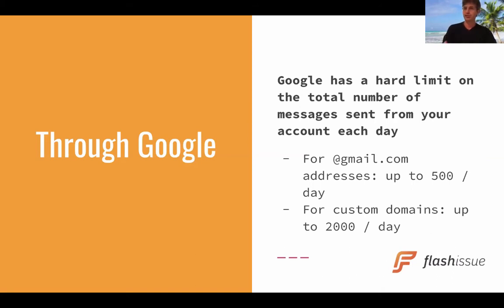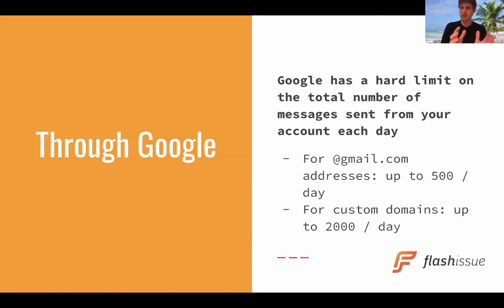If you're on GSuite and you have a custom domain, then the limit is 2,000 per day. So if you try to send a newsletter to more than 2,000 recipients, we cannot deliver it through Google. Instead, we have to deliver it through Flashissue servers. So when I say a large list, I'm talking about these limits. If the limit is 500, I would say you should put your limit around 350 or 400, just so you have some buffer, so you can still use your gmail.com inbox.